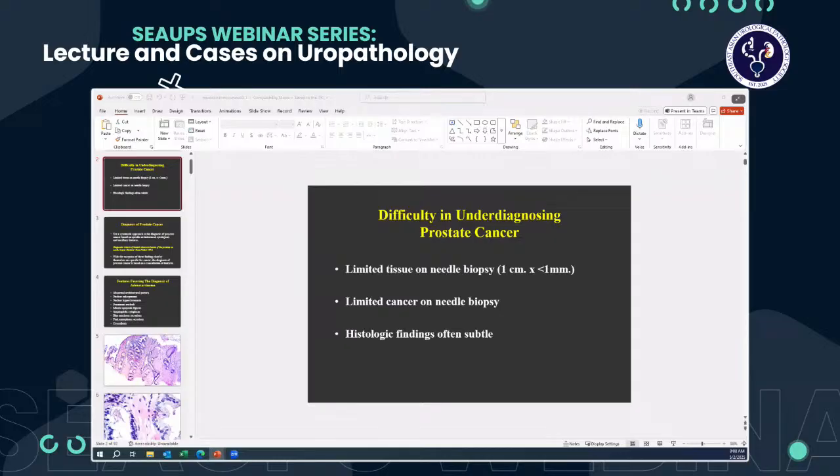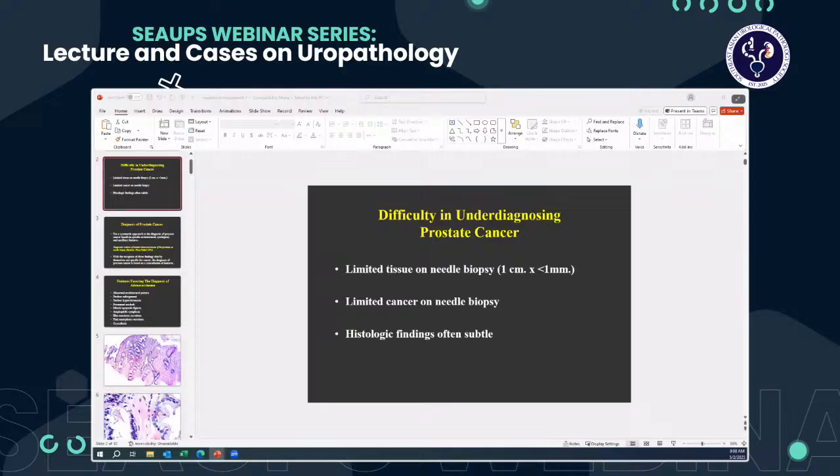So the difficulty in underdiagnosing prostate cancer is there's often very limited tissue on needle biopsy. It cores only a millimeter or so in width. Often there's very limited cancer on needle biopsy. And in contrast to many other cancers in the body, histologic findings are often very subtle. So what I'll emphasize today is that the diagnosis of prostate cancer should be done using a systematic approach based on specific architectural, cytological, and ancillary features.